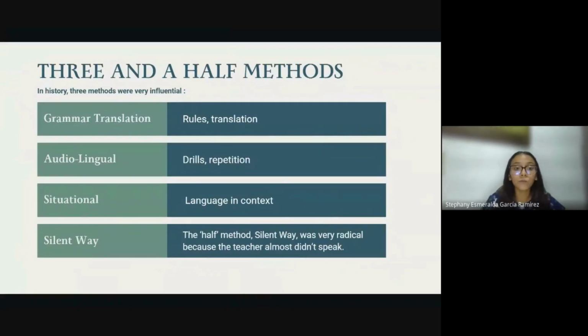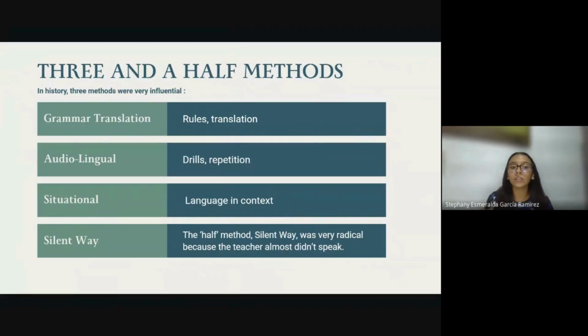Now that we understand the basic terms, let's take a look at some historical methods. Historically, three main methods were very influential. We have the grammar translation. The grammar translation method focuses on grammar rules and translation. But the thing here is that it didn't really teach communication.